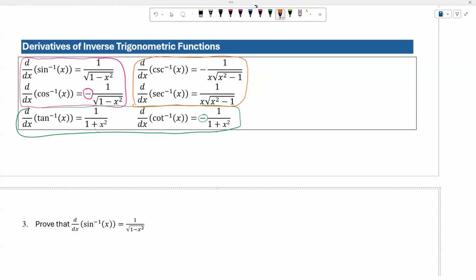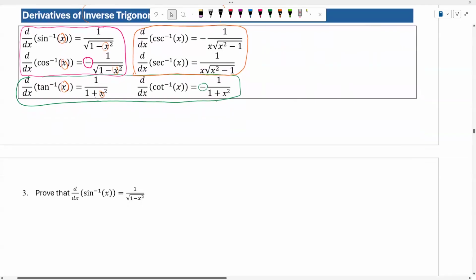Now one thing that you should notice: when we take the derivative of the inverse trig, the answer we have is only related to this x here. It's nothing related to the trig functions. Why does that happen? Okay, so let's see. How do we actually prove that?